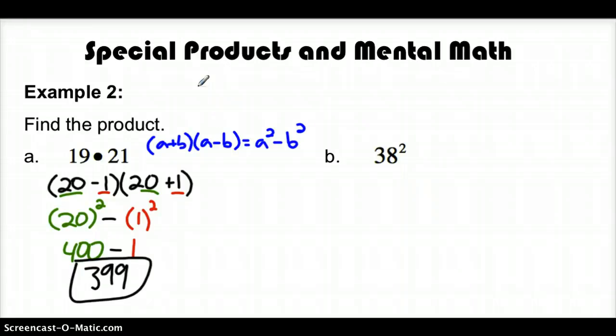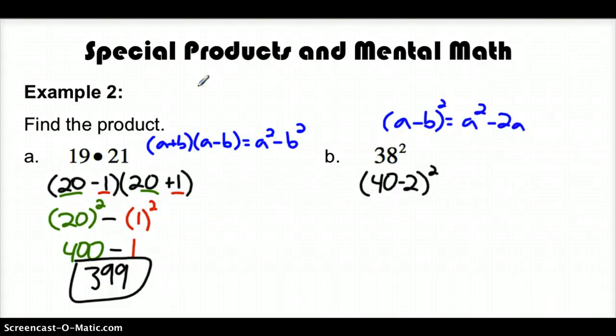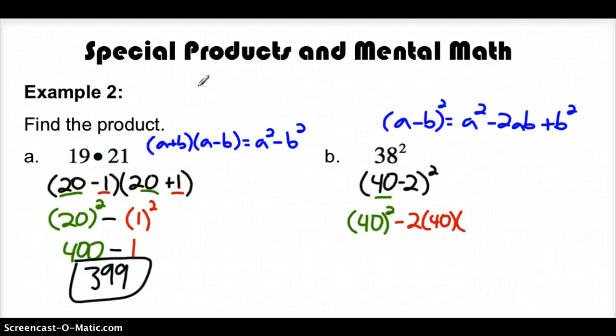Hopefully we're getting a little better at this and we see the idea. For part B, I could write this as 40 minus 2 squared. As a reminder, this is our squaring a binomial pattern: a minus b squared equals a squared minus 2ab plus b squared. My a term is 40, so I'm going to write 40 squared, then minus 2 times 40 times 2, and then plus b squared, which is plus 2 squared. Now 40 squared: 4 times 4 is 16, and I add those two zeros, so this is 1600.